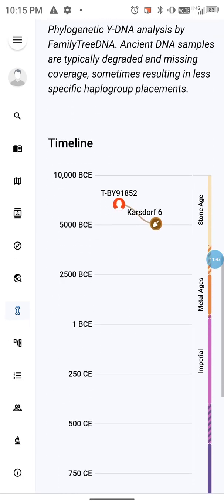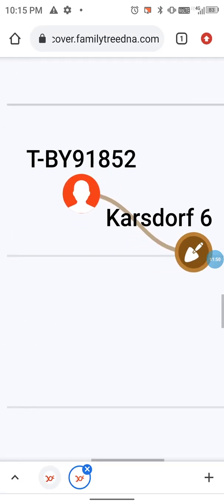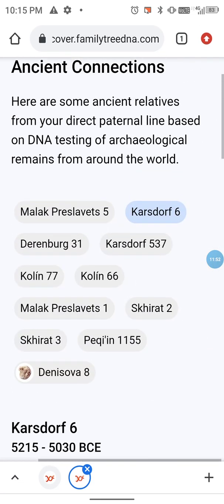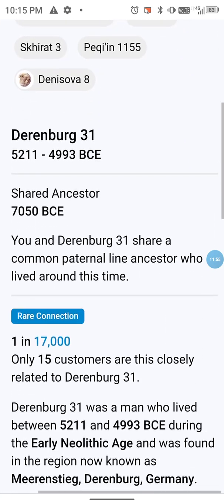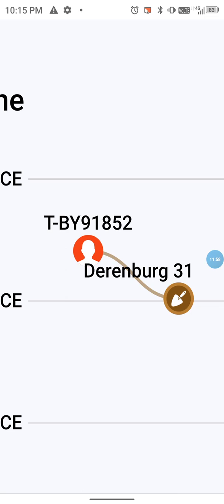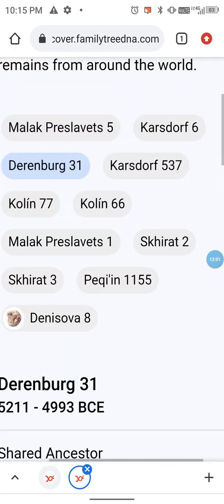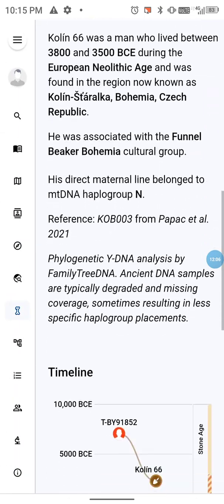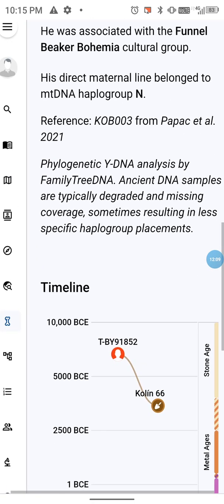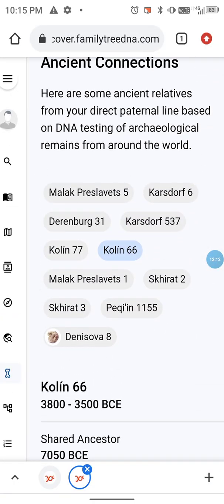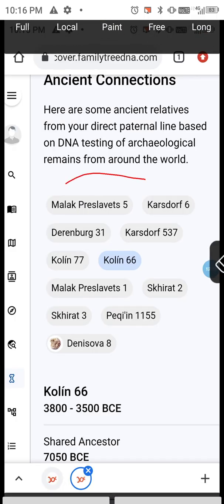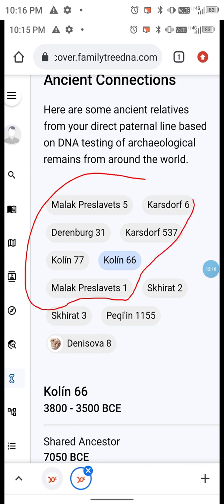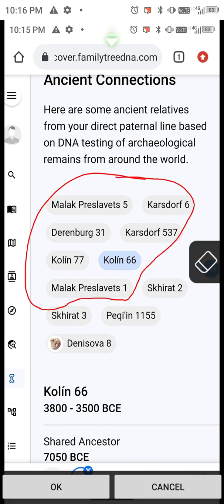Karsdorf. All right, also positive for that SNP. Darenberg. Also positive for that SNP. This other archaeological site right here. Whoa. Also positive for that SNP. So at all of these sites that I just outlined right here, we have that particular SNP.